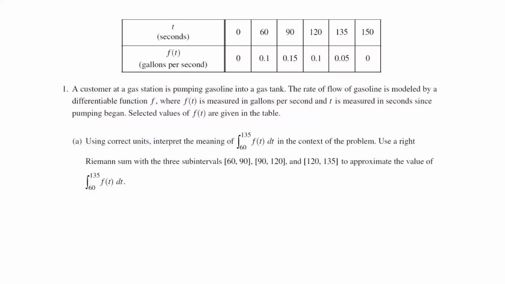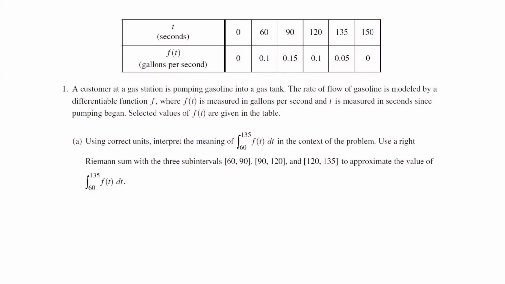In this question, we are told that a customer at a gas station is pumping gasoline into a gas tank. The rate of flow is given by a differentiable function f, where f of t is measured in gallons per second, and time t is measured in seconds since the pumping began. Selected values of f are given in this table. So you can see it at 0 seconds, 60 seconds, and so on.